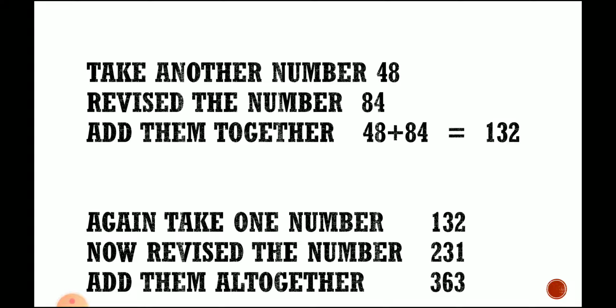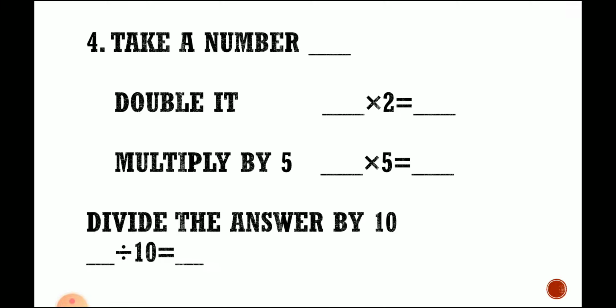Now revise the number 231. Altogether we can get 363, right? Yes. So next take a number and we can double it. After that multiply by 5. Then at the end divide the answer by 10.